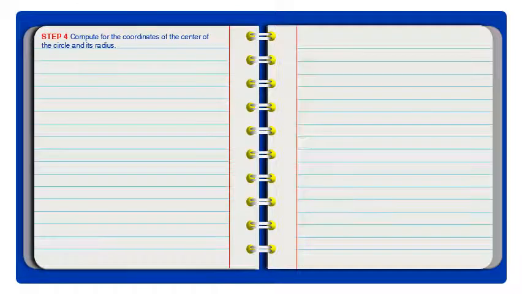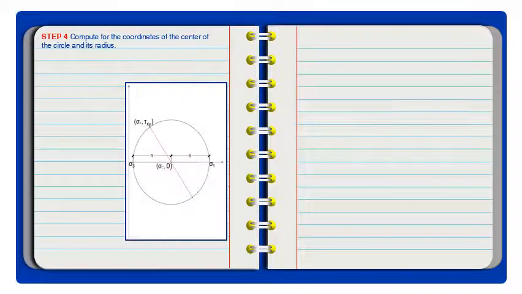So for our step number 4, since na-plot na natin yung coordinates or yung dalawang ordered pairs na na-create natin from step number 2, we must now compute for the coordinates of the center of the circle and its radius. So paano natin gagawin yon? Meron tayong iba't ibang method para makuha yung center of circle tsaka yung radius niya.